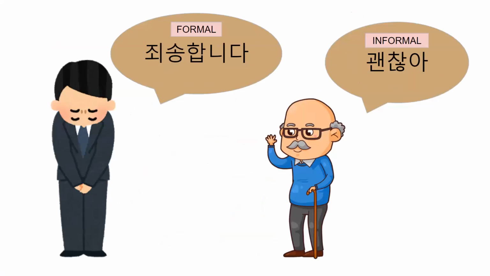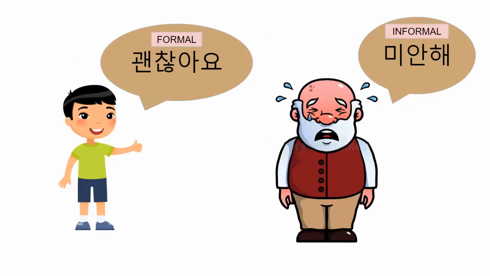This example is a little different. The man on the left is younger than the one on the right. Since the man is younger, he says 죄송합니다, which is formal, instead of 미안해, which is informal. In response, the older one just says 괜찮아, without 요 at the end.